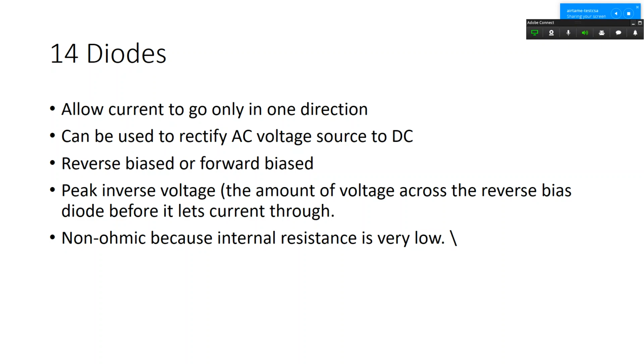You can refer to the direction of the diode's placement by saying reverse bias or forward bias. So if it allows it to go forward, it's forward bias. If it prevents it from going forward because it's not allowing it, then you call that reverse bias.